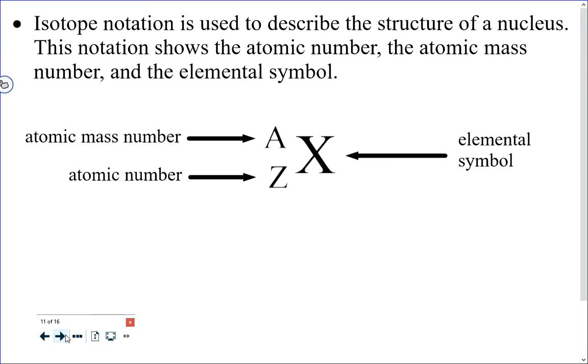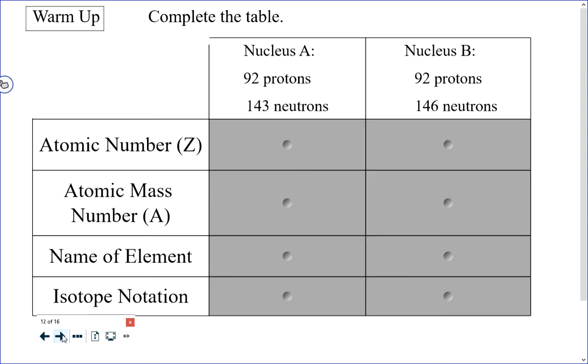We use what's called isotope notation. And by the way, everything that we're learning today is so that we can be successful in applying physics to the remainder of the course. Isotope notation shows 3 pieces of information. It shows the atomic mass number of the nucleus, it shows the atomic number of the nucleus, and it also shows the elemental symbol. So to begin with, we have this chart that we have to fill out.